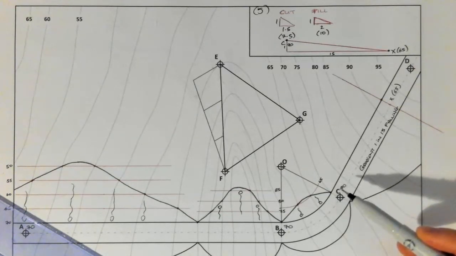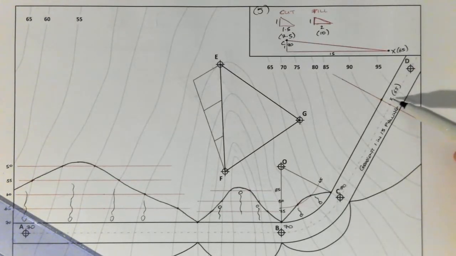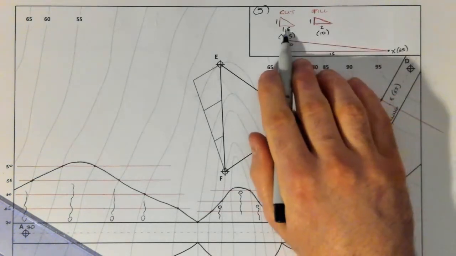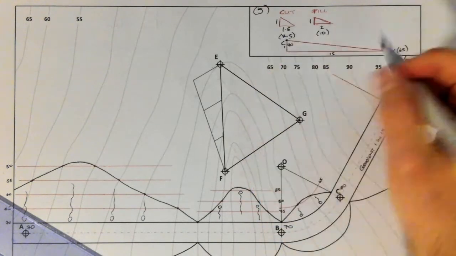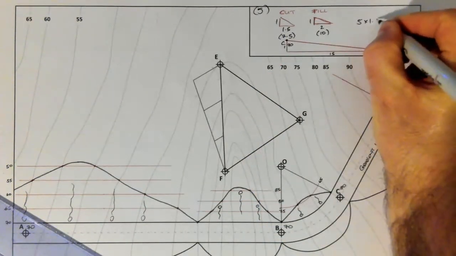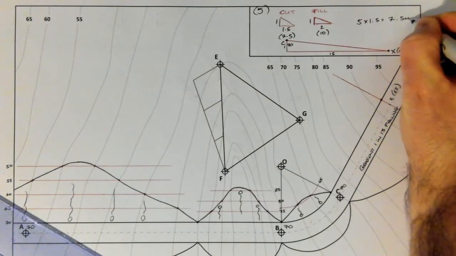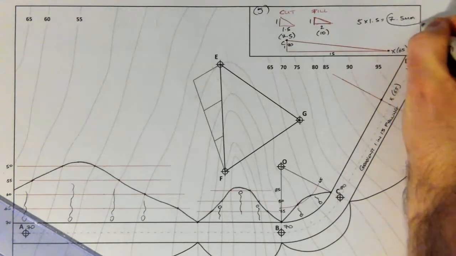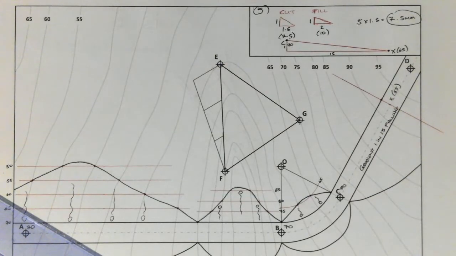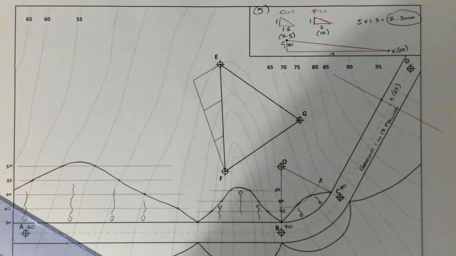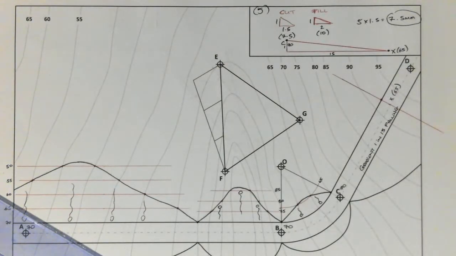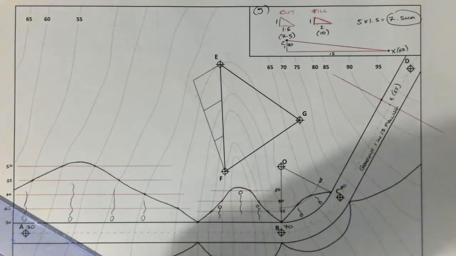So at C it's at 70, and at X it is 65. So 70 take 65 is 5. 5 times our cut ratio of 1.5. So 5 multiplied by 1.5 means we're going to have a cut cone of 7.5 millimeters. Or in reality, that would be 75 meters, I think it is. Or 7.5 meters, I apologize.